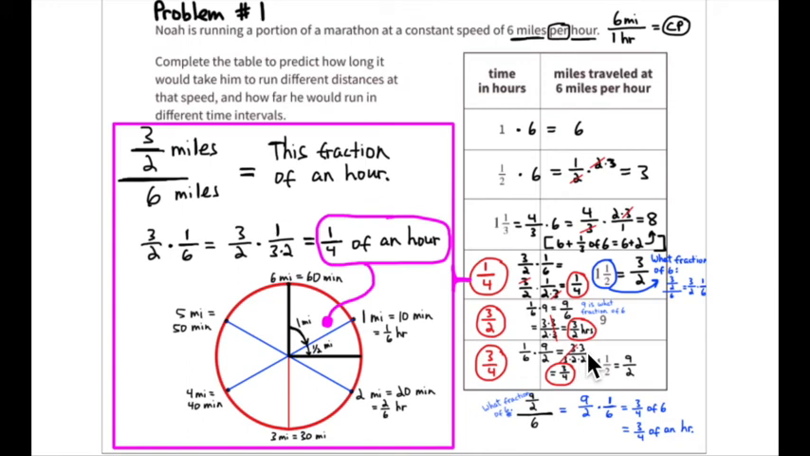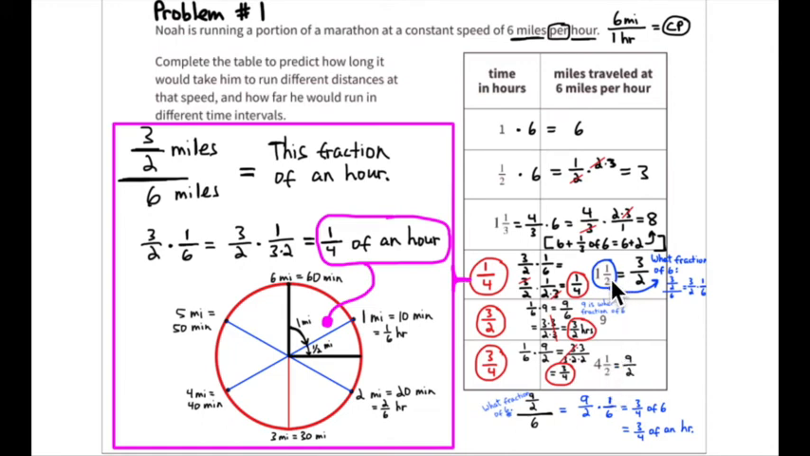9 is 3 times 3. 12 is 3 times 2 times 2. These 3's cancel out, and that gives you an answer of 3/4 of an hour. So 9/2 over 6 is the same as 3/4 of an hour. In this case, it's 3/4 of an hour, because that 6 miles is the same as that 1 hour. Now remember, up here we figured out that this half of a mile is 5 minutes.